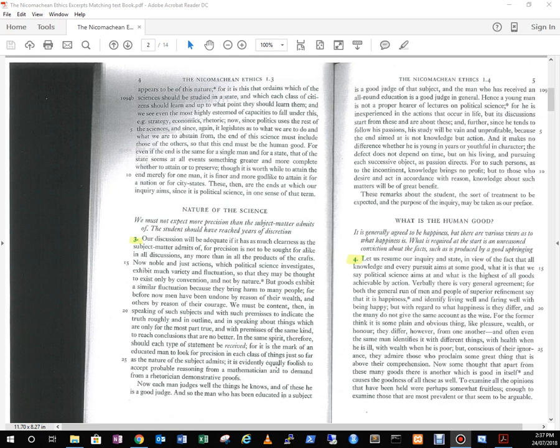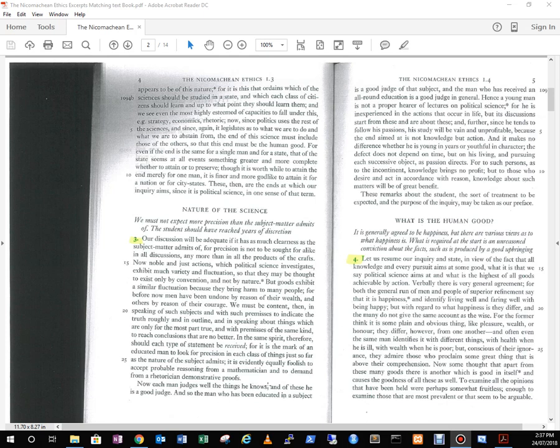We know maths can provide demonstrative proofs of certain concepts. It can be very exact and precise. But rhetoric, well, rhetoric does provide us with probable reasoning. It can't be pinned down. It can't be exact. All right? Let's move on. Now, each man judges well the things he knows.